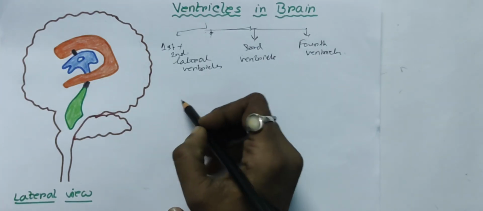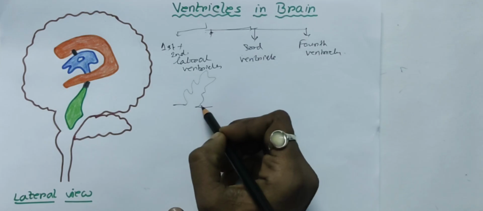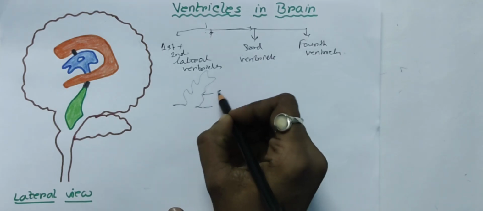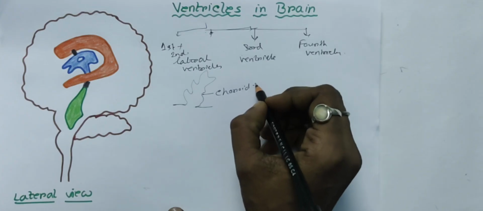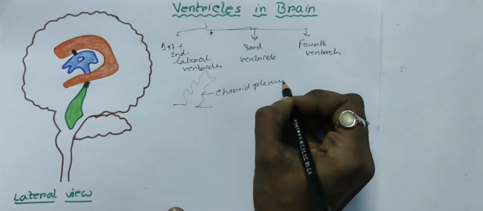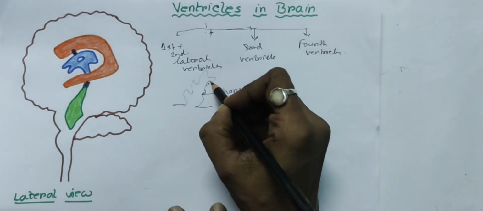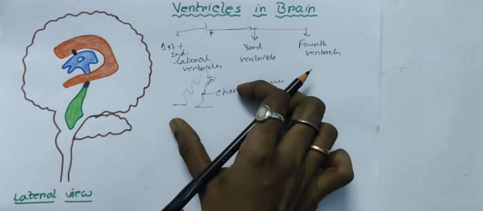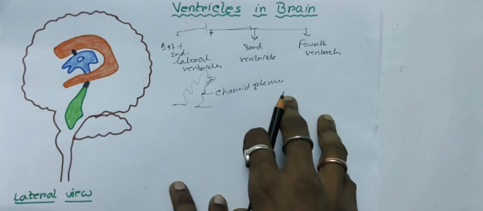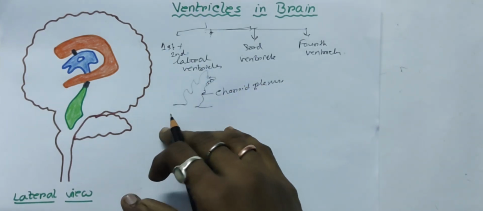Inside the ventricle there is a bunch of blood capillaries. This bunch of blood capillaries is called the choroid plexus. These capillaries are lined by a cell called the ependymal cells. They all together form the choroid plexus, and they help in the formation of the cerebrospinal fluid. Okay, let's come to its parts.